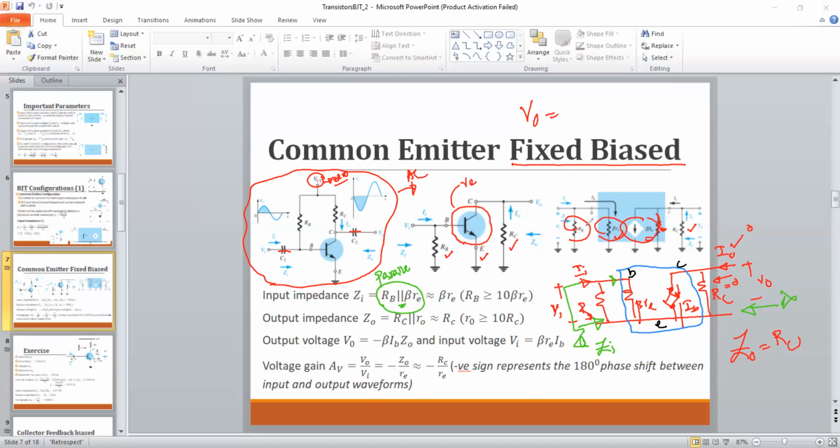There's a current flowing through this RC, which is generated by this beta IB current source. The direction of the current flow is from here, so this would be plus and this would be minus. If we stick to the sign convention, V out would be negative, because the induced voltage is in the reverse direction: RC times the current beta IB. So this is the induced output voltage according to the sign convention: minus RC, or Z out, times IB times beta. So what about the input voltage?